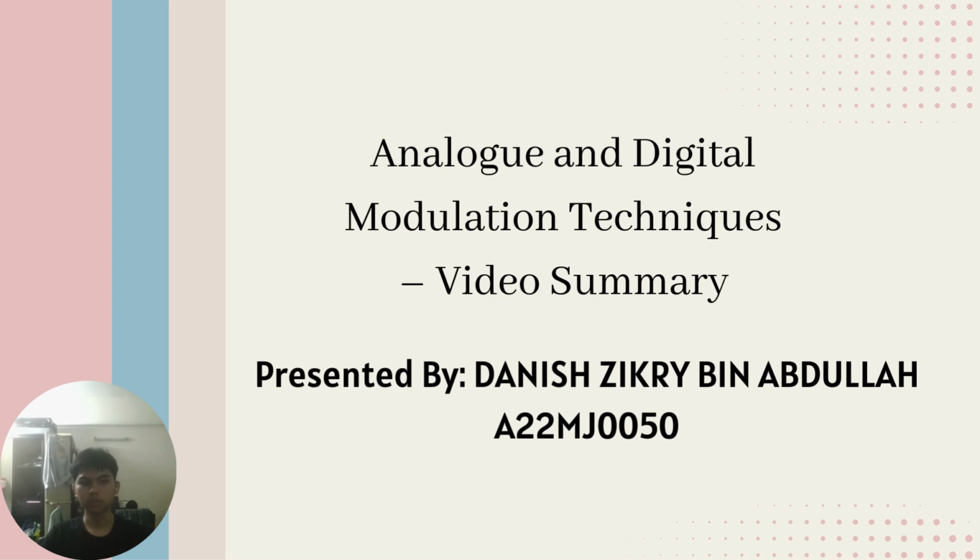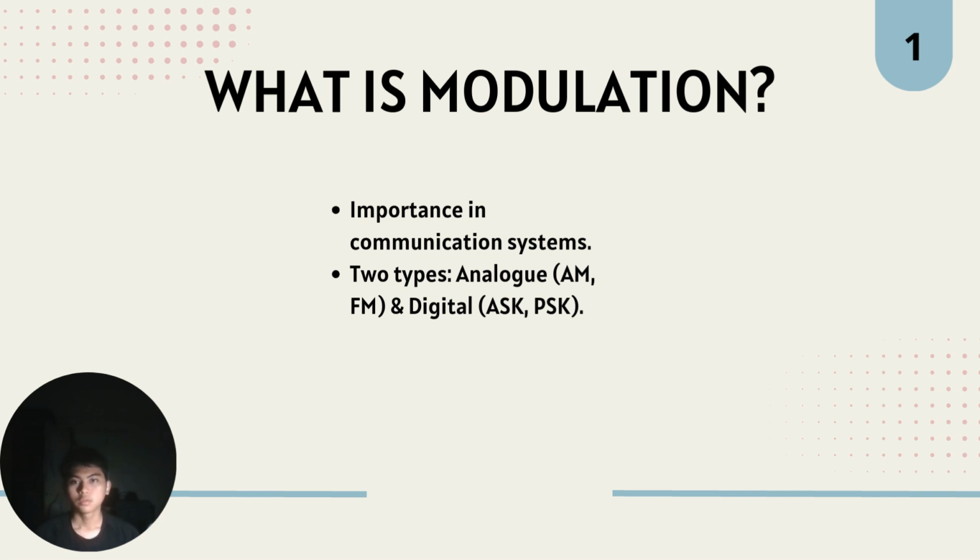Welcome to this video summary on analog and digital modulation techniques. Moving to slide 1. What is modulation? Modulation is a technique used in a communication system to transmit information over long distances. It helps signals travel efficiently by modifying a carrier wave. There are two main types: analog modulation like AM and FM, and digital modulation like ASK and PSK. These techniques are essential for radio, TV, mobile networks, and satellites.